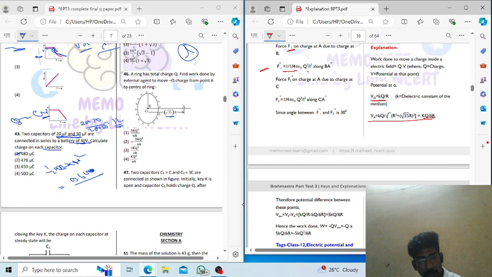So if we subtract from each other, we get 5 KQ by 6R. Work done is given by the formula minus QV as the negative charge is moved. So minus Q into 5 KQ by 6R. So it will become minus 5 KQ square by 6R. So therefore option number 2 is the correct one.